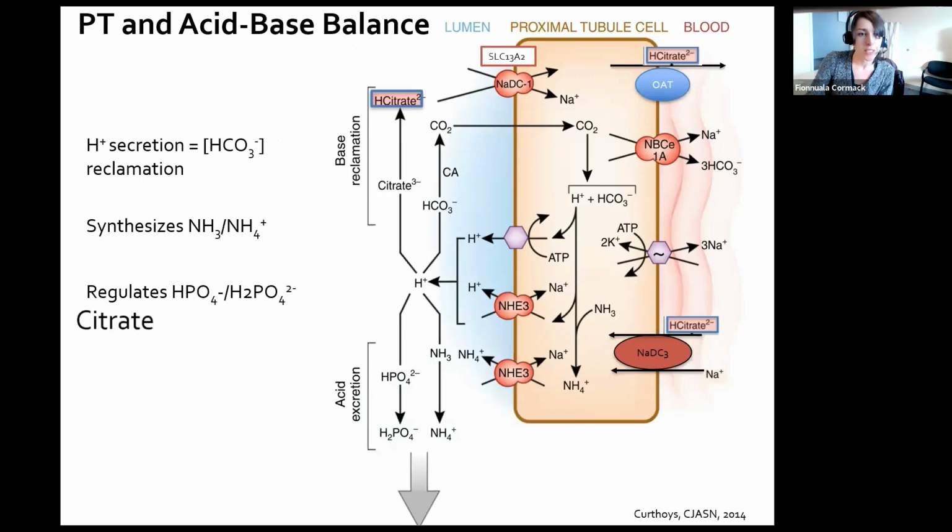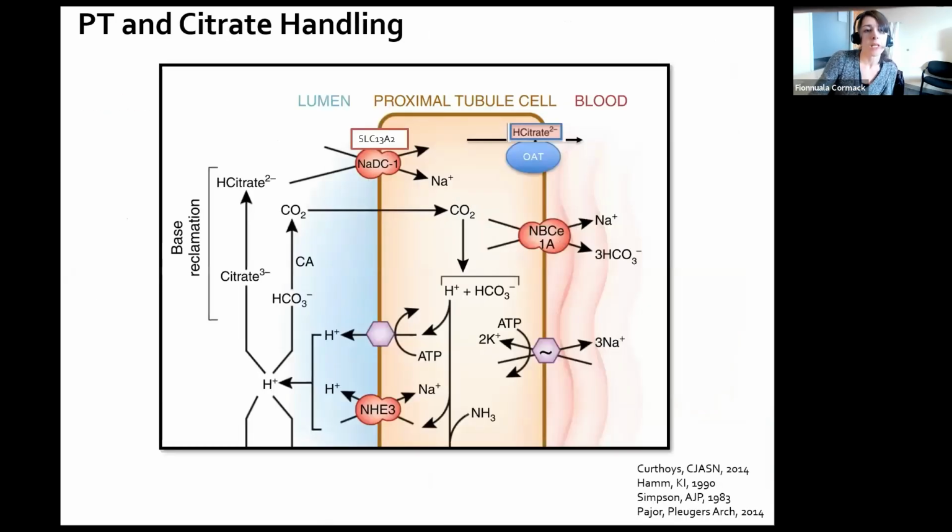So what about citrate? Citrate handling occurs in the proximal tubule. It's actually exclusively regulated by the proximal tubule. And interestingly, it's the most abundant base equivalent in the proximal tubular lumen. The divalent and trivalent forms are in equilibrium, but divalent citrate is the form that's actually transported and reabsorbed. This secreted hydrogen actually binds the trivalent form of citrate.